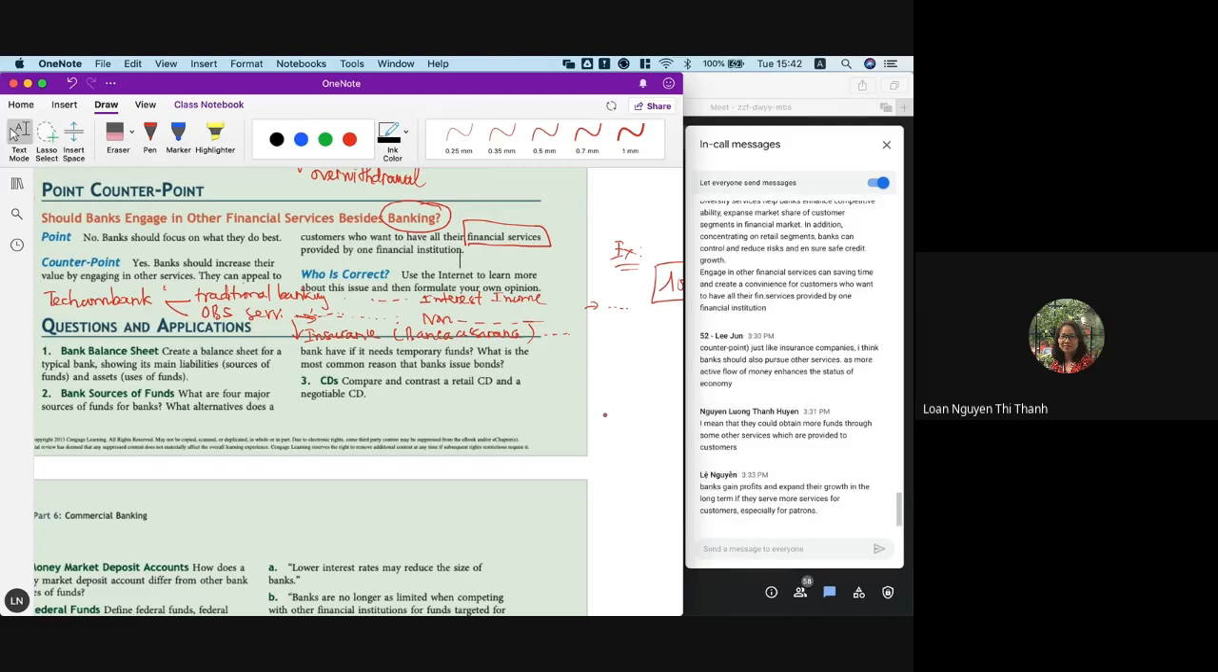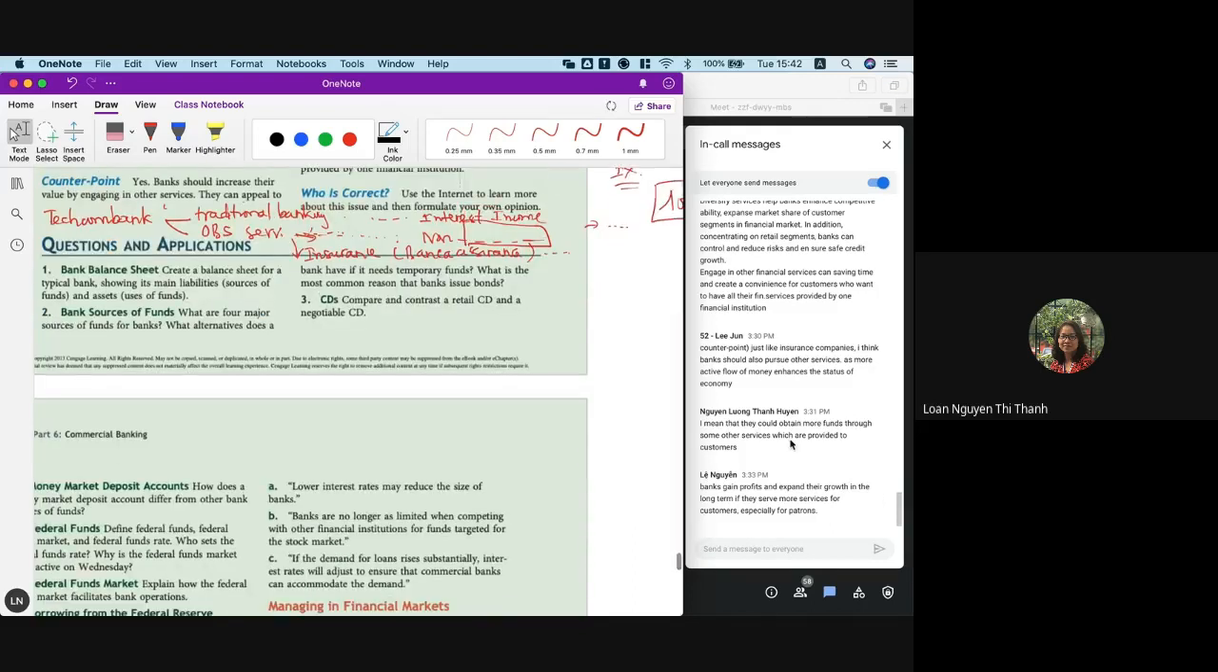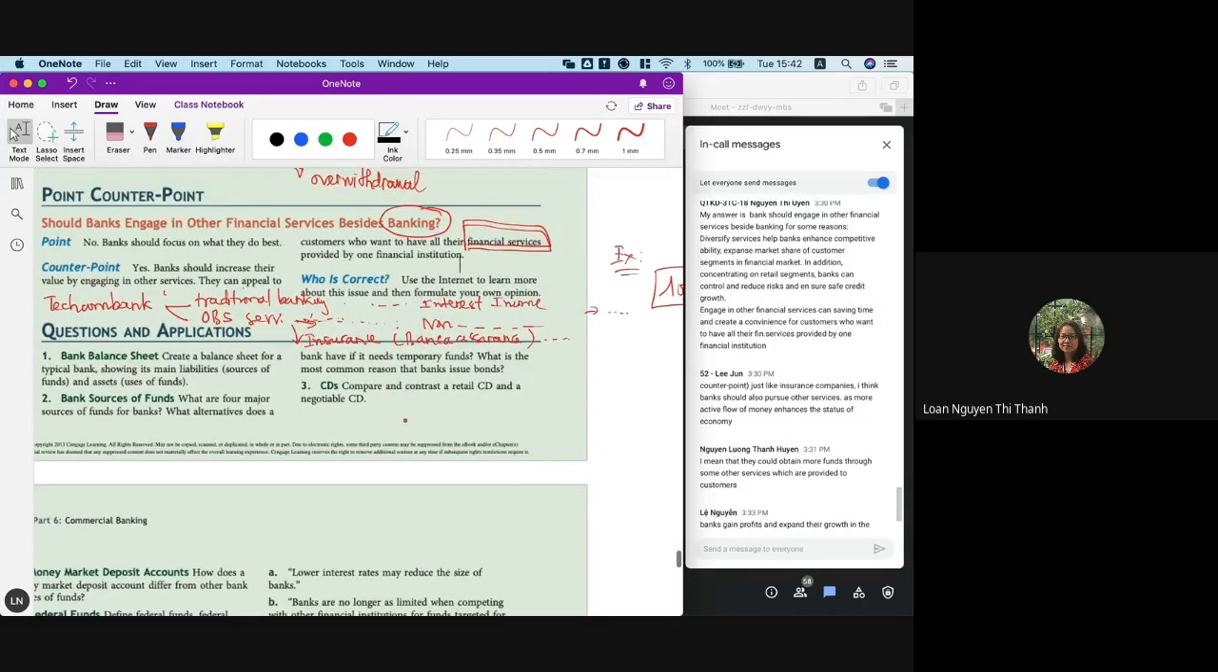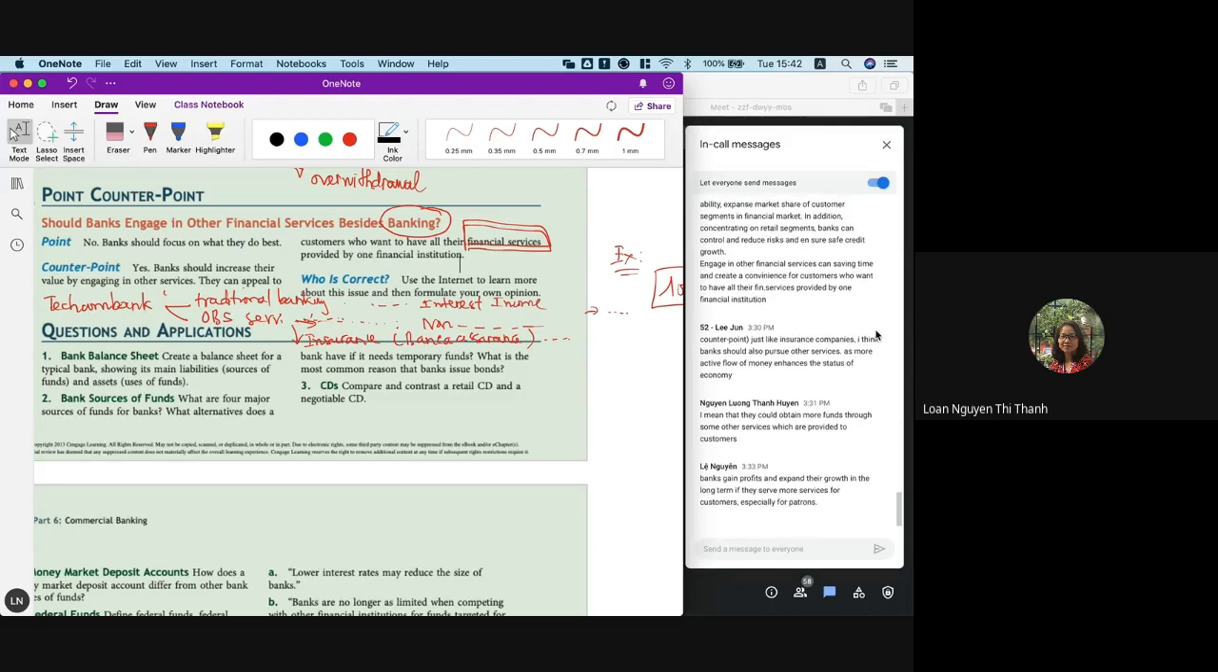It seems that everyone agrees with the counterpoint, favors the counterpoint. Is that true?